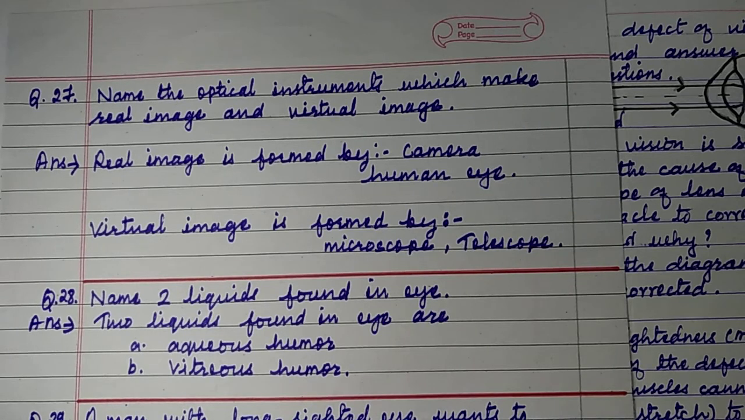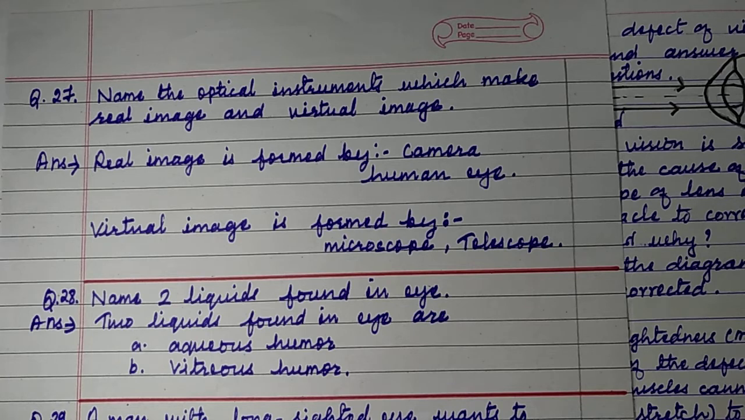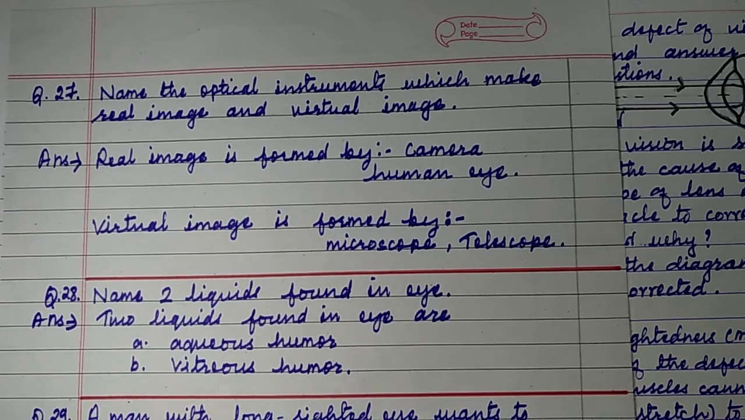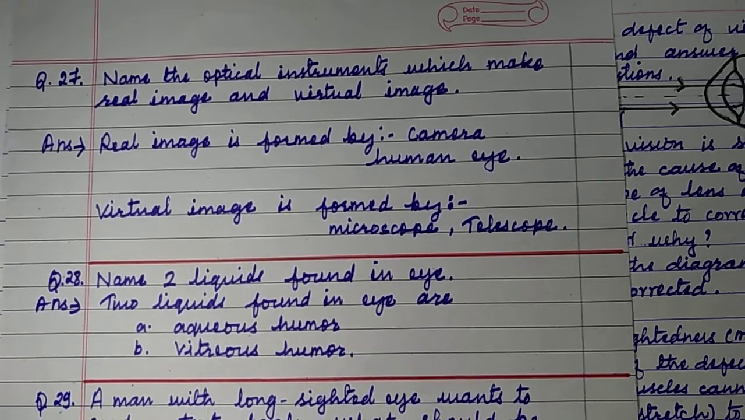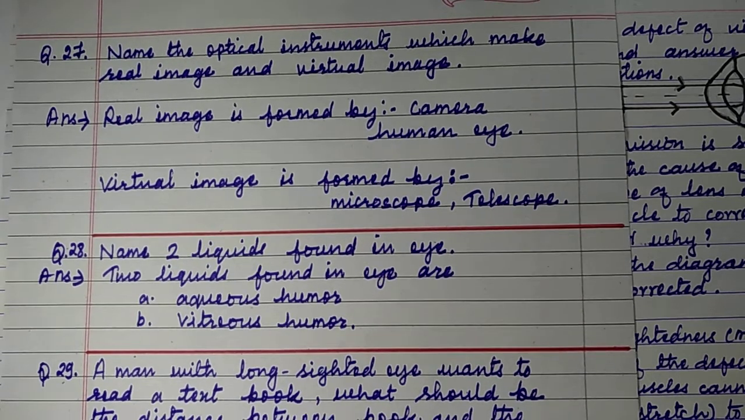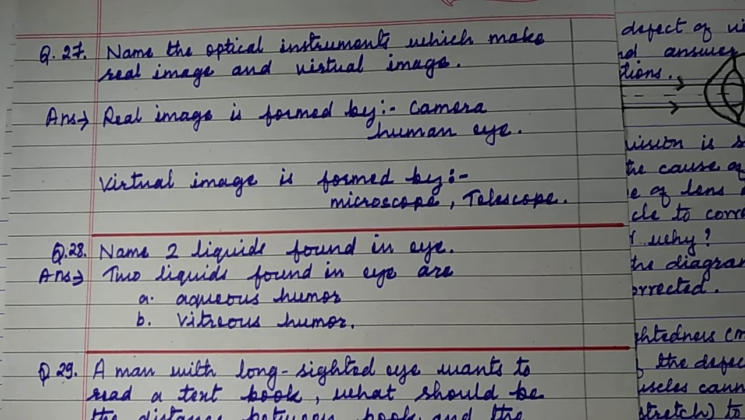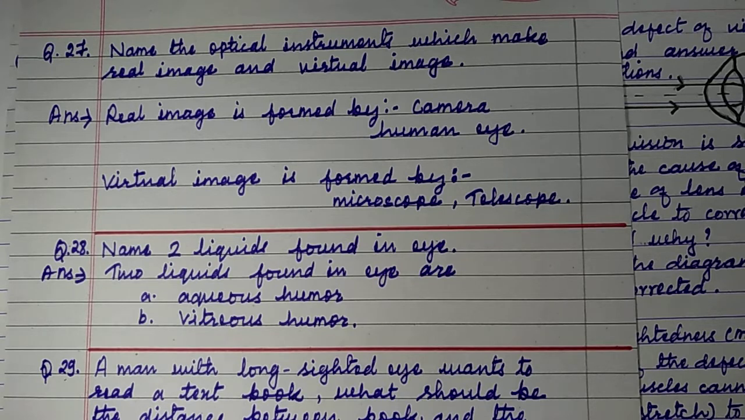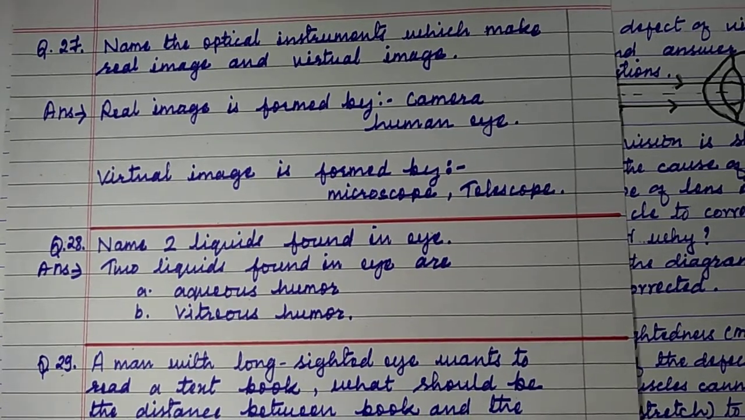Name the optical instruments which make real image and virtual image. Real image is formed by the camera and the human eye, and virtual image is formed by the microscope and telescope. Name two liquids found in the eye. Two liquids found in the eye are aqueous humor and vitreous humor. You need to remember the names.